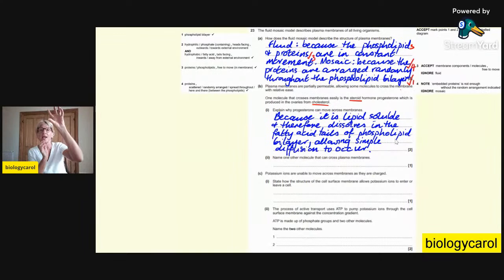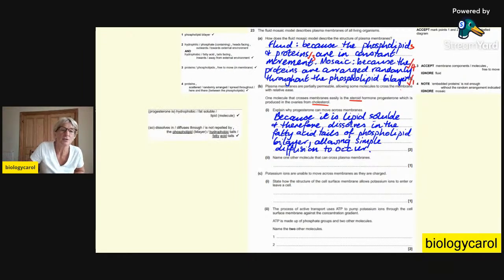Remember that phosphate head is an ion, and therefore it is water soluble, it isn't lipid soluble. That's why I have the hydrophilic head and the hydrophobic tail, allowing simple diffusion to occur. Because of course, simple diffusion things that are lipid soluble can pass straight through the phospholipid bilayer of the cell surface membrane. They don't need any carrier proteins or channel proteins to move them.